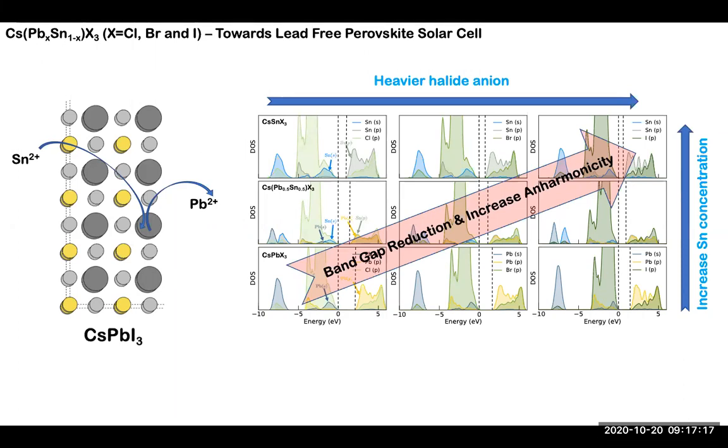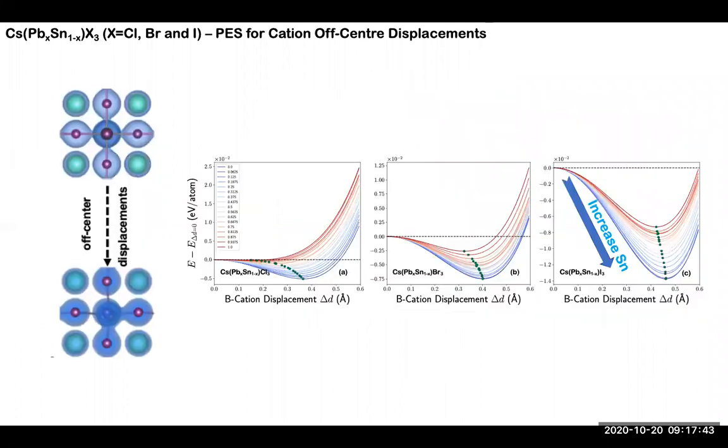The short story is that as you replace lead by tin, the band gap of all these materials decreases, and that enhances the coupling between the ground and excited state of the electrons, and that enhances the anharmonicity of the material. So tin halide perovskites typically are more anharmonic than lead halide perovskites. And this is how you normally understand it if you think about a double well potential.